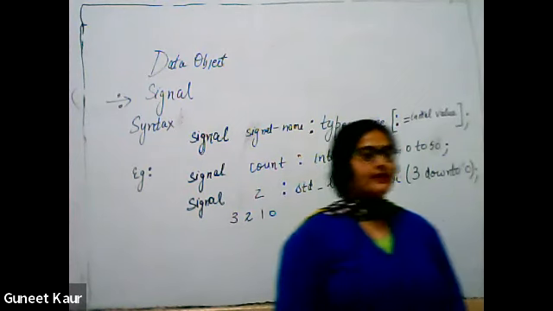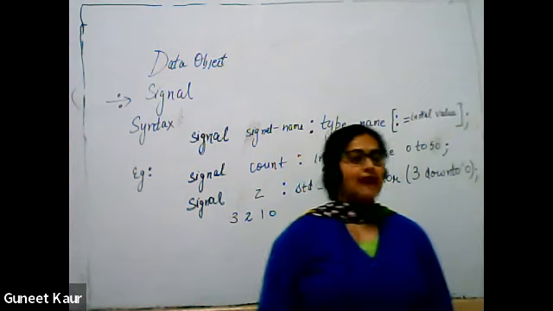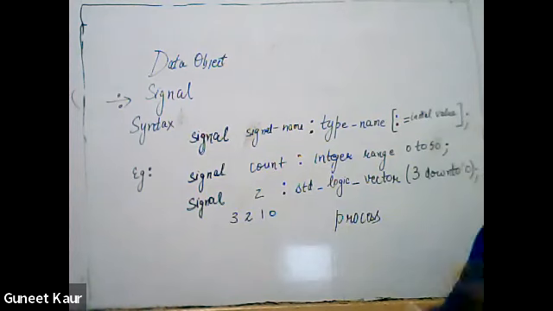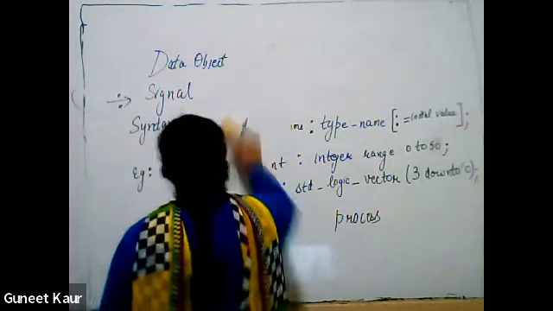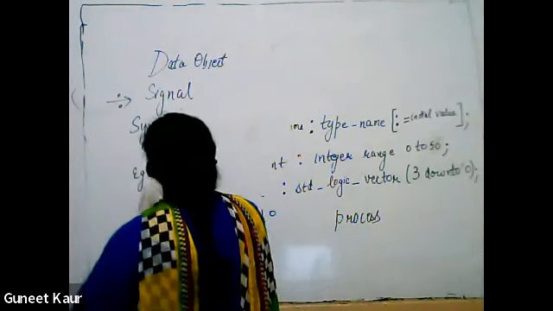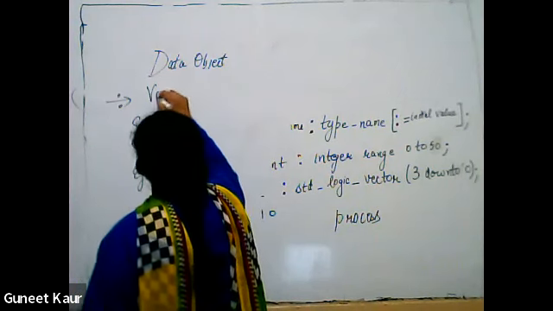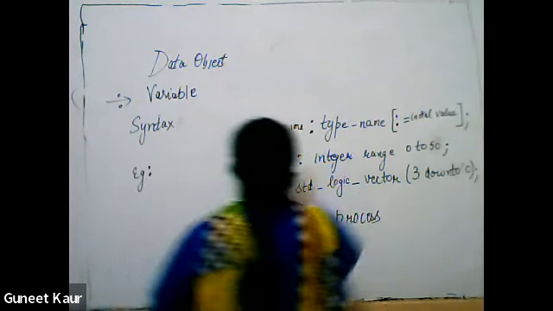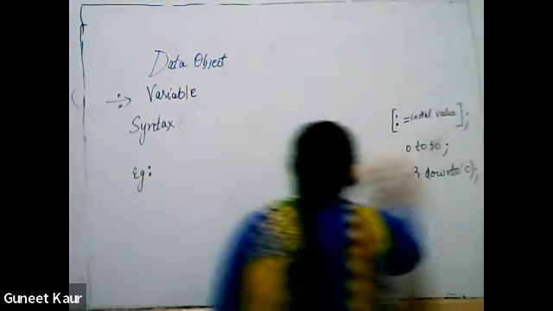Now with this, I have completed the second data object, that is signal. Now come on to the third data object, that is variable. This is the third data object used in the VHDL programming part.